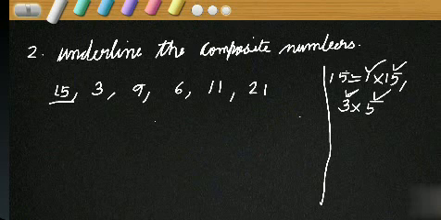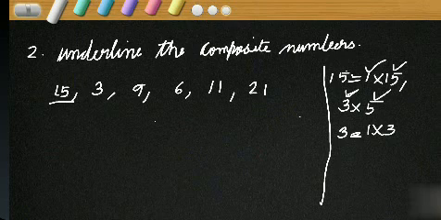Now consider 3. What about 3? 3 has 2 factors, 1 into 3. Anything else? No, this much only. So is 3 a composite number? Not at all. 3 has only 2 factors, so 3 is a prime number. So do we need to underline 3 here? No.